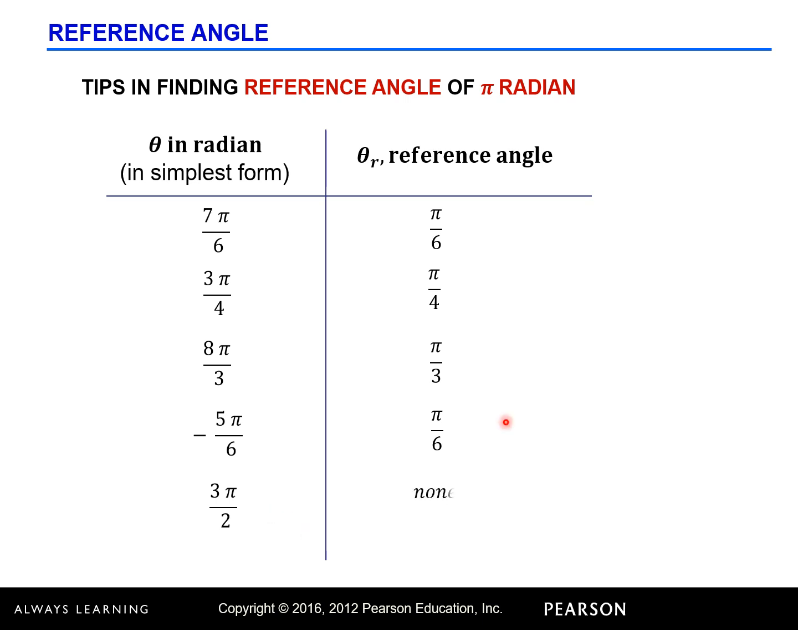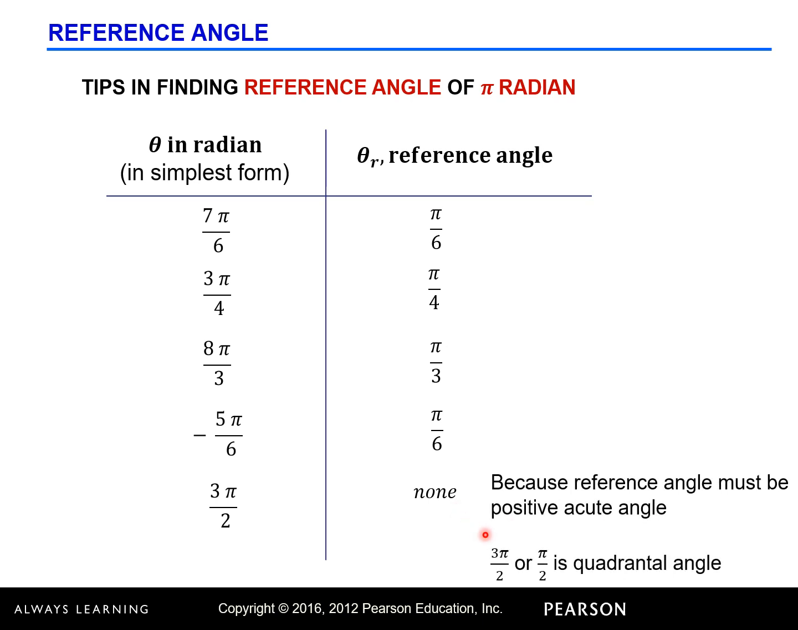then the reference angle, there is none. Because this 3 pi over 2 is a quadrantal angle. We know that the reference angle must be a positive acute angle. So when the given angle is 3 pi over 2, there is no reference angle. Or even pi over 2, there is no reference angle because both of these are quadrantal angles.